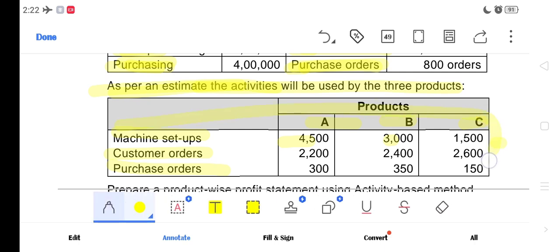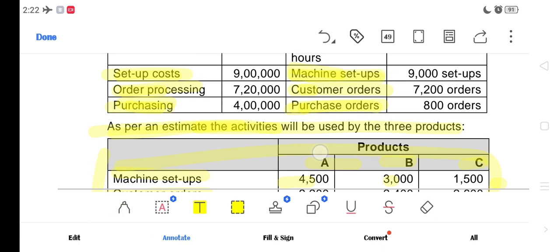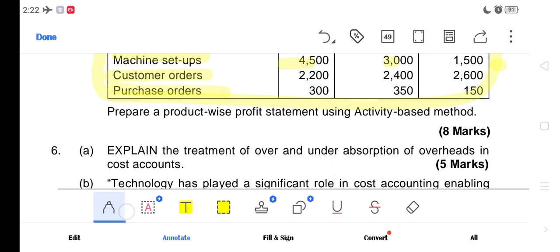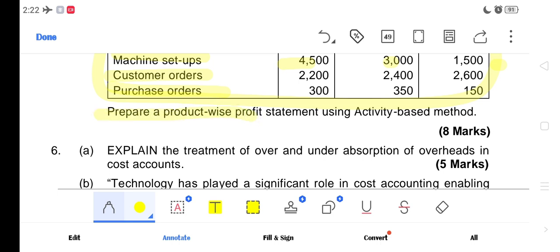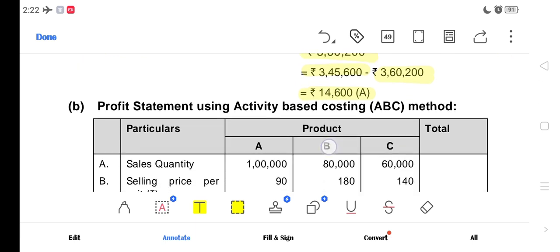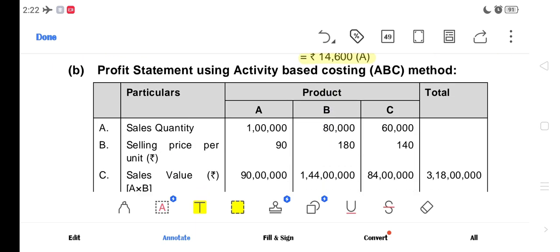Using this table and this data, we are going to use these cost drivers, and we have to calculate. Then what is he asking? Prepare a product wise profit statement using the ABC method, I mean activity based costing. So we just need to look into the answer. You can better get an idea of this.